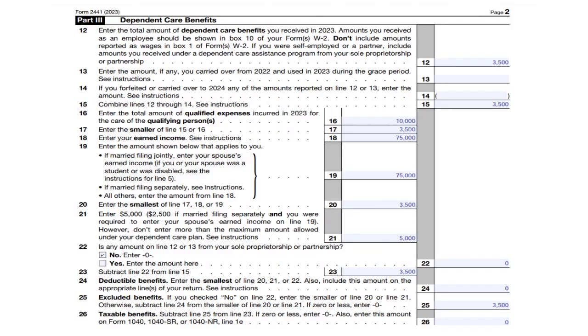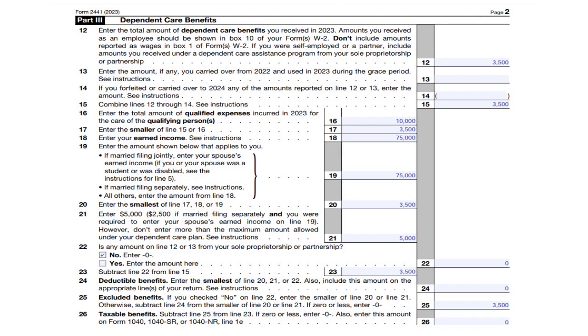And line 16, you have to put whatever is applicable to your situation. So we put 10 grand, and on lines 17 and 18, you have to put your earned income again to contextualize the expenses. Line 19, the same thing. Line 20, you have to follow the instructions also. So when you enter the smallest of line 17, 18, or 19, you have 3,500. And on line 21, you have to put 5,000 because the IRS tells you so, right? You enter 2,500 if married, filed separately, and you were required to enter your spouse's earned income on line 19, which we were not. So we put 5,000.